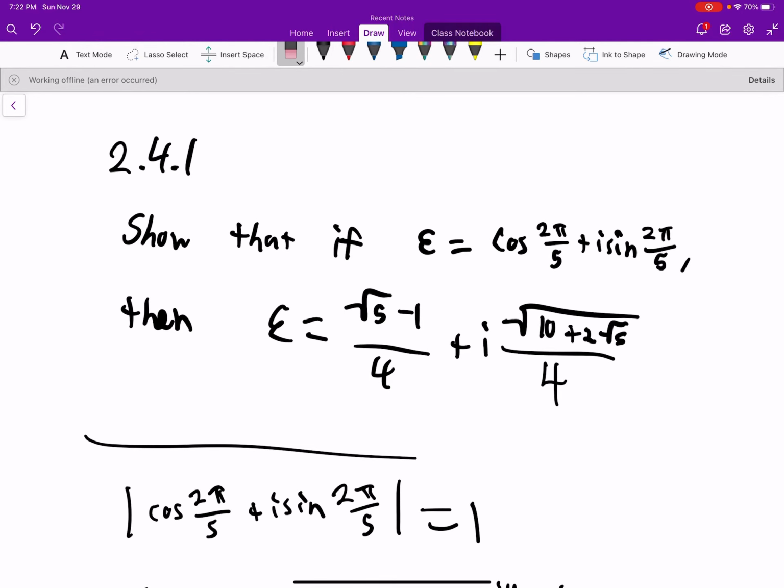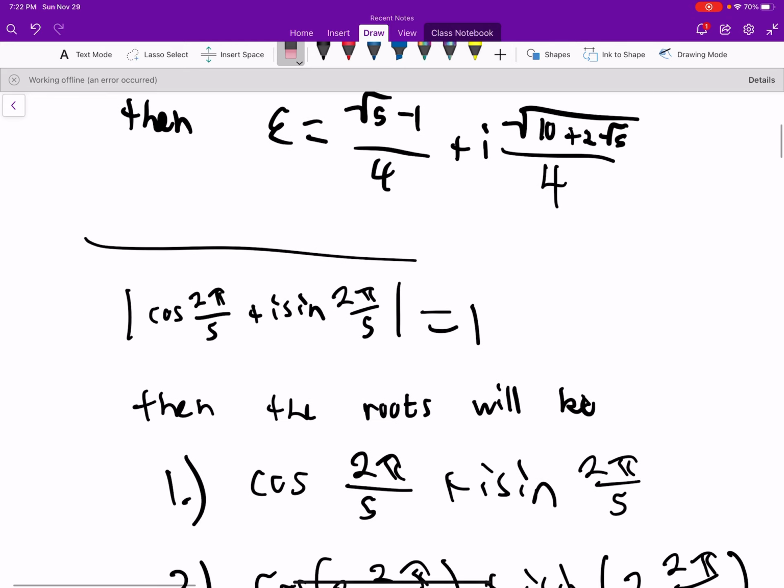All right, we're looking at 2.4.1. Show that if epsilon is cosine 2 pi over 5 plus i sine 2 pi over 5, then epsilon is actually (root 5 minus 1)/4 plus i times root(10 plus root 5)/4. All right, so I started off, I just left everything on the page.